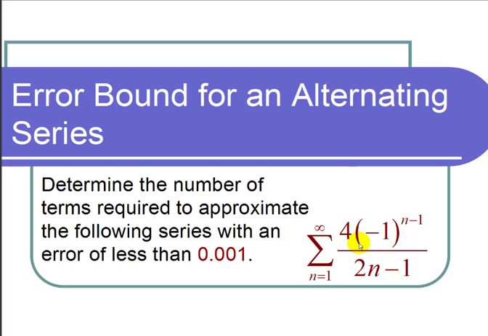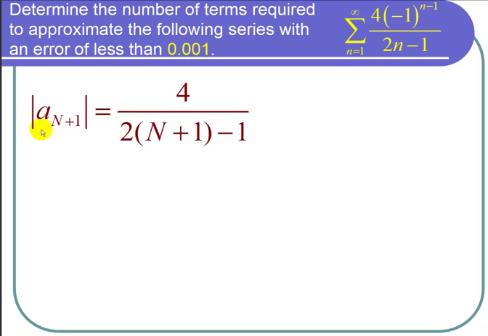What that means is I take an absolute value, so I get rid of the negative 1 to the n minus 1, and where I see this n, I put in an n plus 1. So we can say the absolute value of a sub n plus 1 is equal to 4 over 2 times n plus 1 minus 1. Now, the error-bound theorem says that this will always be greater than the error.